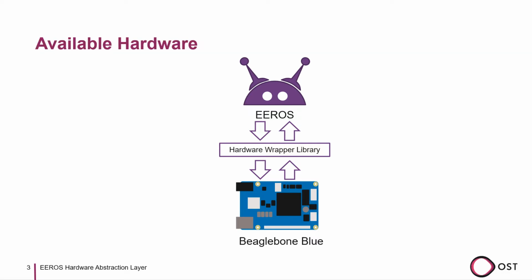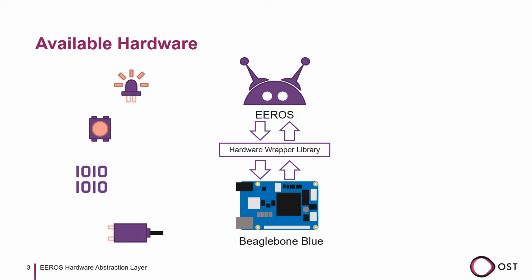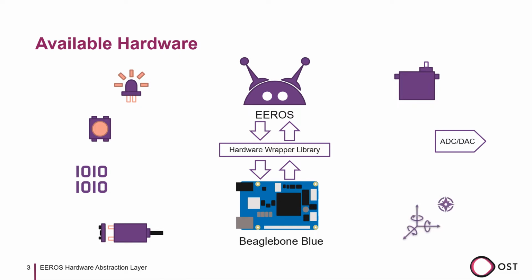On the BeagleBone Blue, we can drive the onboard LEDs, read out the buttons and GPIO pins, control up to 4 motors and measure their position with encoders, set the position of up to 8 servos, read out analog inputs like the DC jack or the battery, or capture data from the 9DOF IMU and the barometer.